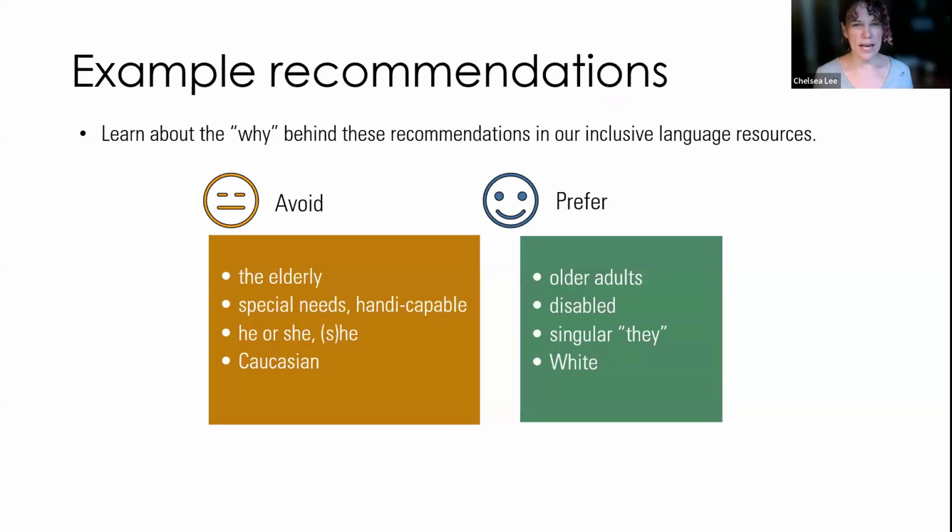Some examples are, instead of saying the elderly to refer to older adults, say older adults. The goal there is that you don't want this idea of infirmness of somebody who's older that you would get with the word elderly. Likewise, instead of terms like special needs or handy-capable, which are euphemistic and kind of patronizing, use the word disabled. That's the word that disabled people want you to use.